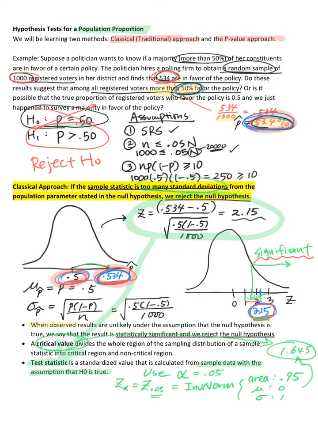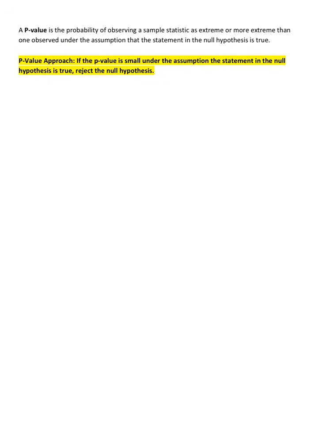When observed results are unlikely under the assumption that the null hypothesis is true, we say that the result is statistically significant and we reject the null hypothesis. Okay, so the method we just used is called the classical approach. Now, another method of hypothesis testing is called the p-value approach.